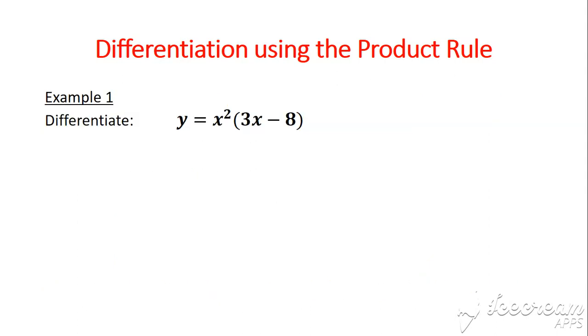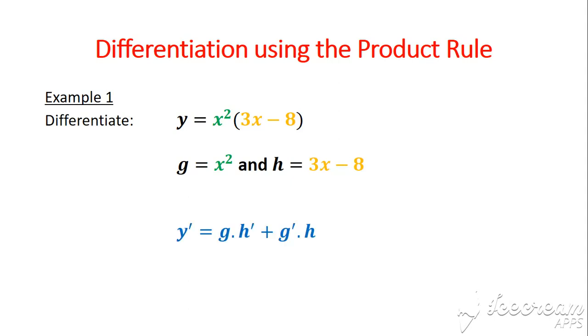Right, so let's show you how to differentiate with the product rule with this example. y equals x squared times 3x minus 8. Well, we've seen it's broken up into two functions, g and h, and they're being timesed together. So let's use the product rule to differentiate. But we need to work out what g dash and h dash are. So we'll go back and work out g dash, which is 2x, and h dash, which is 3.